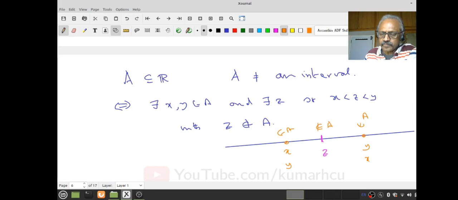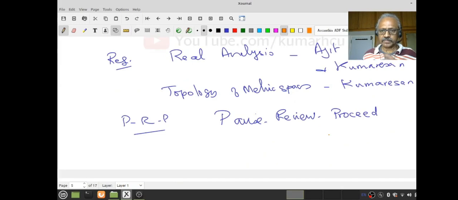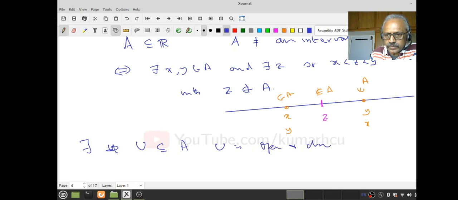Now if you had gone through our earlier examples of R star or Q, how we proved they are not connected, do you think you can think of a set U, a subset of A, so that U is open and closed in A, and U is not equal to the empty set, U is not equal to A? Can you think of it? Obvious, right?